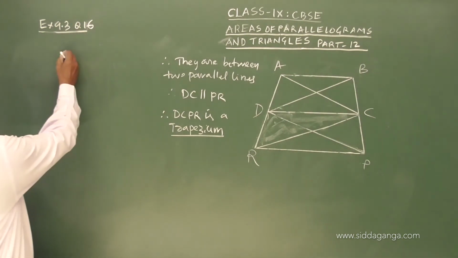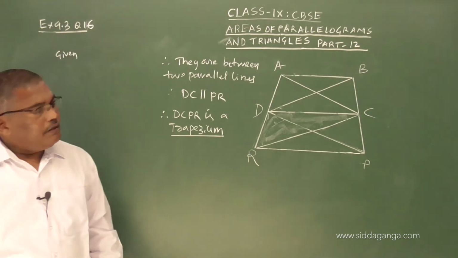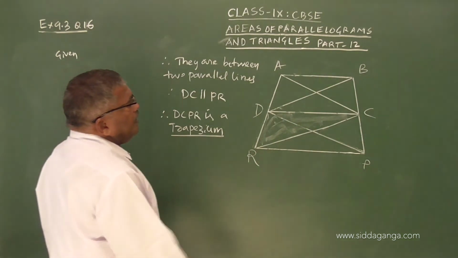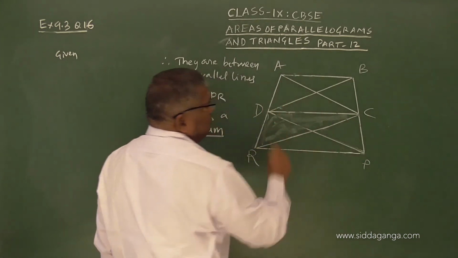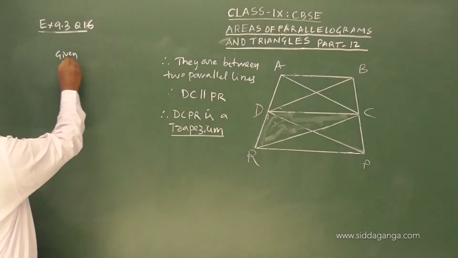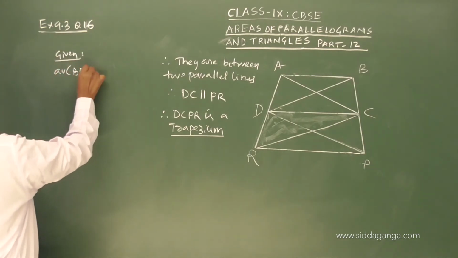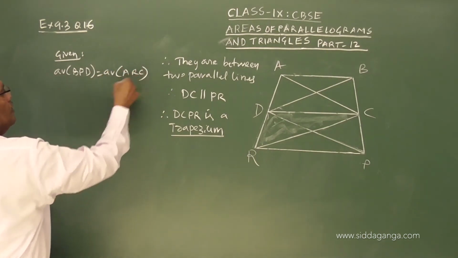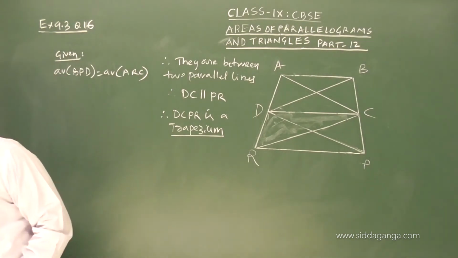So, for the second one, I will take up the other data given. Area BDP equals area ARC is given. Given area BDP equals area ARC.